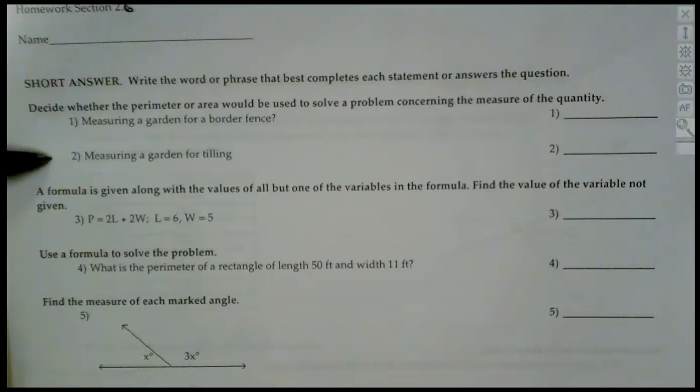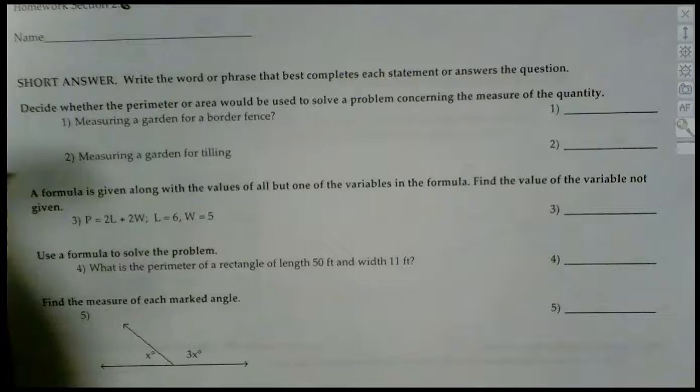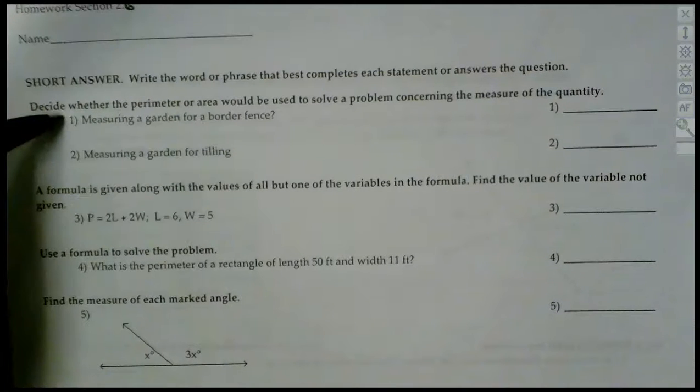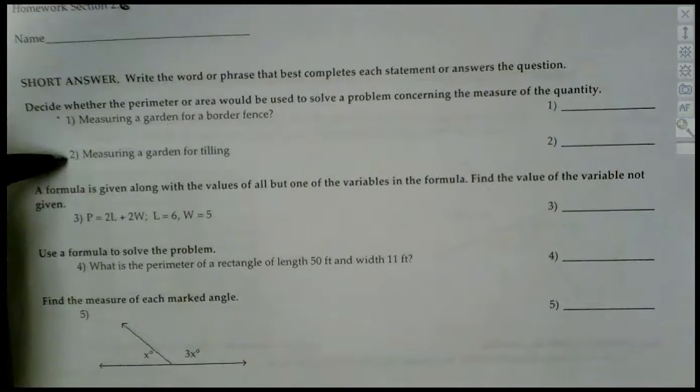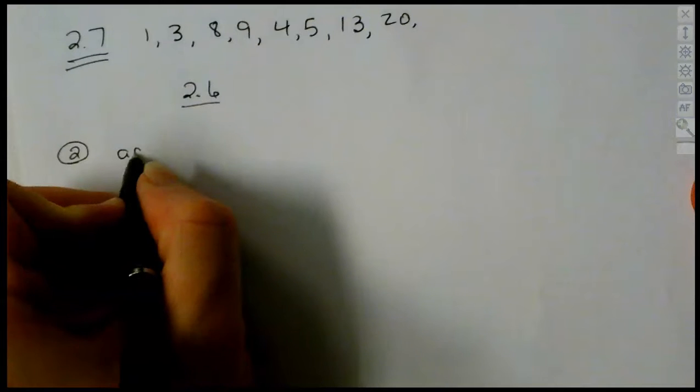That's like how much flooring you have in your house. Flooring is measured in square feet. That's the same as tilling up a garden. Same type of concept. How much is there? So number 1 would be perimeter. Number 2 would be area. Because perimeter is adding up all the sides, and area is just how much you have. So question number 2 would be area.